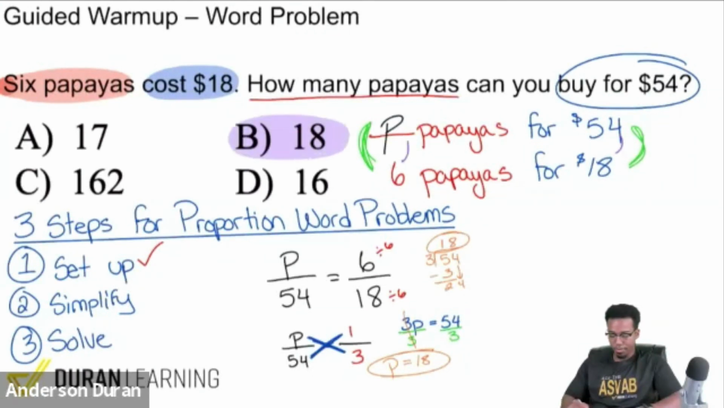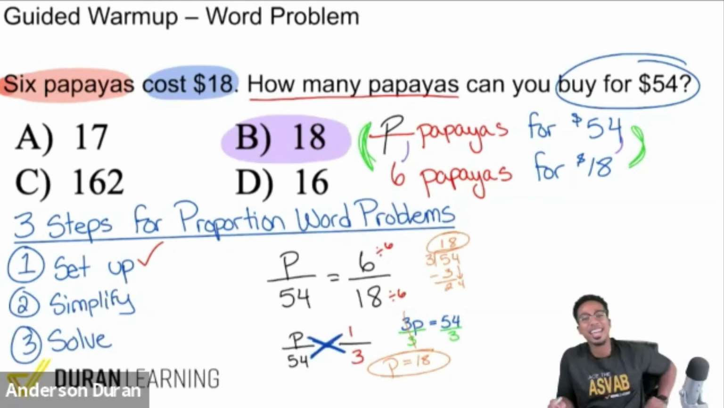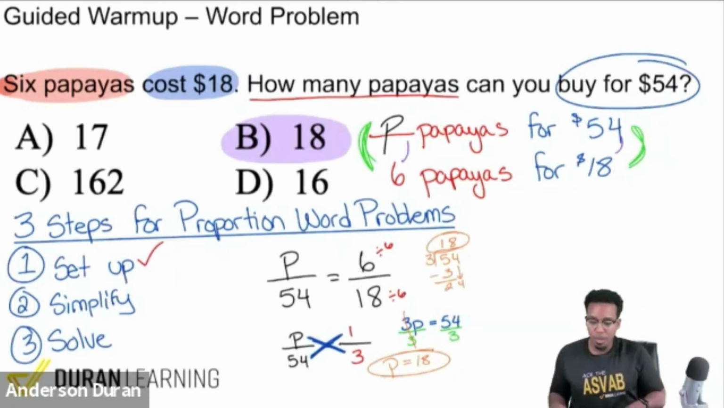That's right. It's going to be B. It's going to be B, 18. So what's going to happen next is I'm going to basically release y'all into the wild. I'm going to go ahead and give y'all a few problems to try out today.